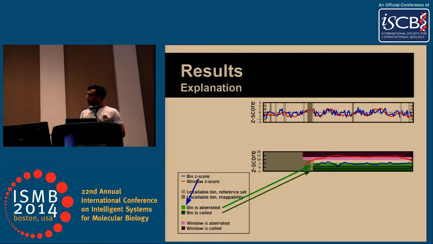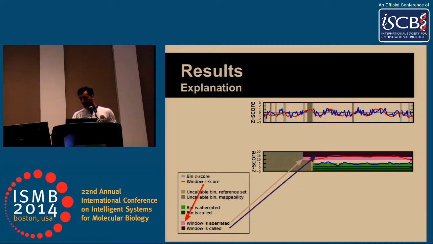Whenever we find a bin to be aberrated with a single bin z-score, we make a little green block on the bottom, and whenever it's part of a large series of aberrated bins, we make it dark green. On the top side, we add a little pink area whenever we find it to be aberrated in the windowed z-score method, and dark purple whenever it's part of a sequence.